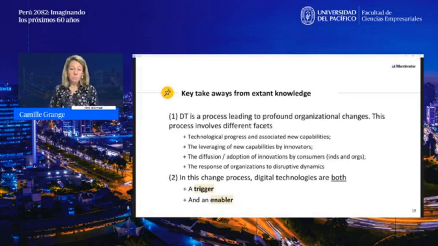And in addition, we also learned that digital technologies have two distinct roles. One is the role of a trigger of transformation, and another is an enabler of the changes that are associated with digital transformation.